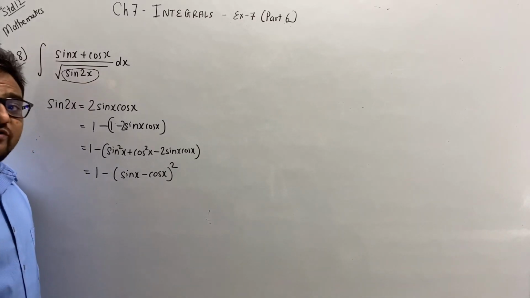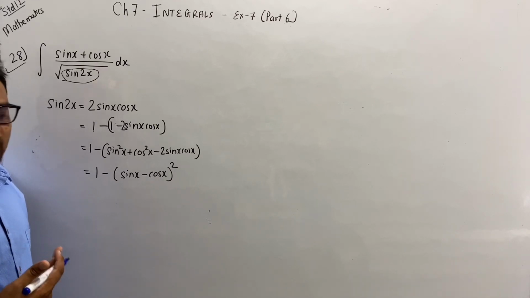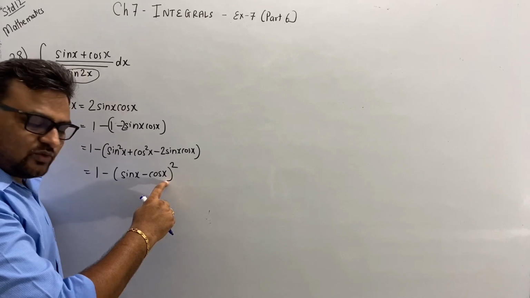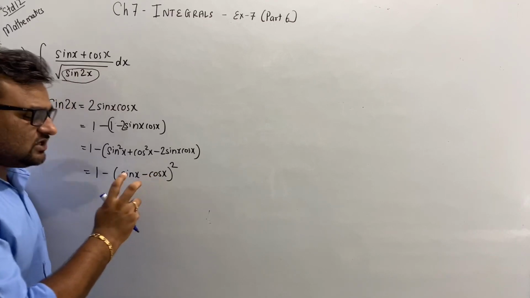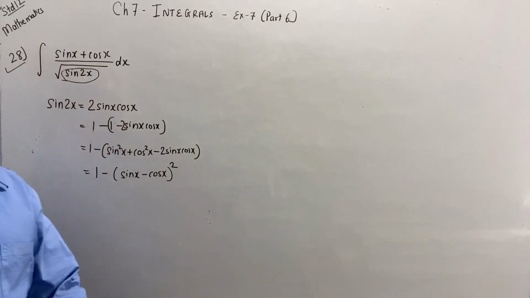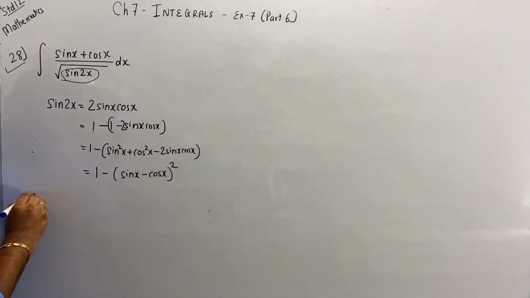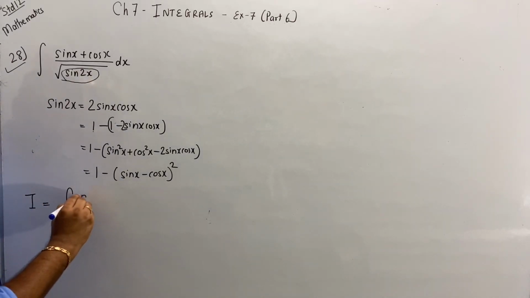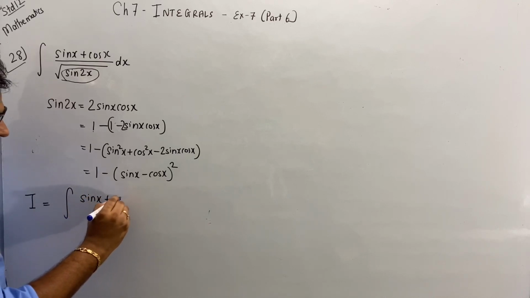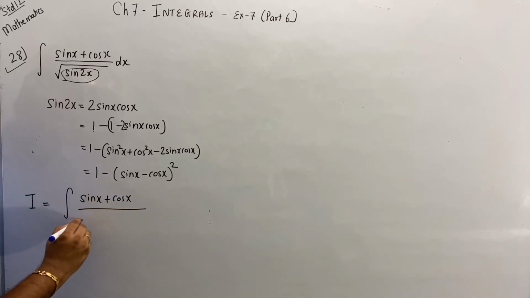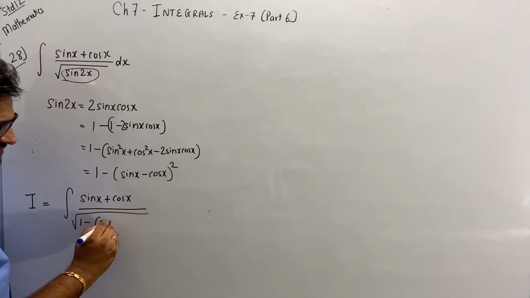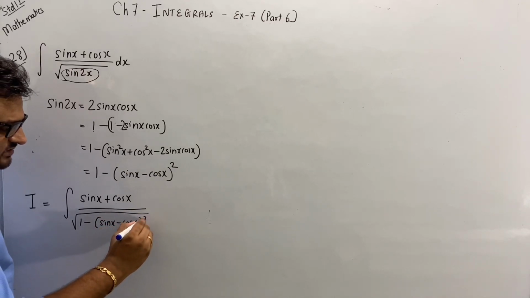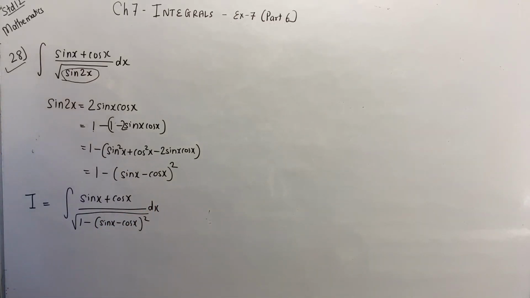Now whenever you see such a term in the denominator, you must be familiar with this step. When I assume this as t, what is its derivative? Derivative of sin x is cos x, and of cos x is minus sin x, and minus minus plus, so sin x plus cos x, that's in the numerator. So I will be equal to the integration of sin x plus cos x upon square root of 1 minus sin x minus cos x whole square dx.